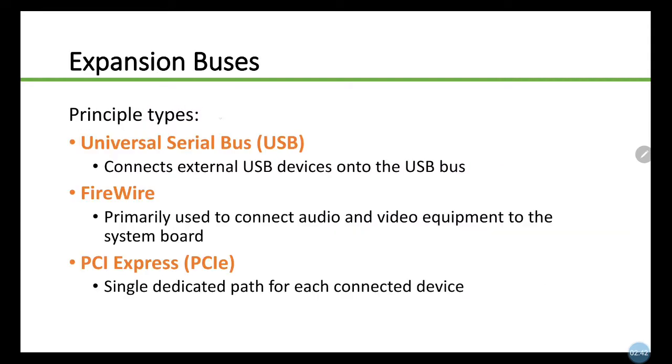For the expansion bus, the principal types are the universal serial bus, or USB. Some of these you are familiar with, but you have to know the differences between the different types of expansion bus. We have USB, which is the common one. Then we have FireWire, primarily used to connect audio and video equipment to the system board. And we have PCI Express, a single dedicated path for each connected device, PCIe. So USB, FireWire, PCI Express are the principal or basic types of buses.